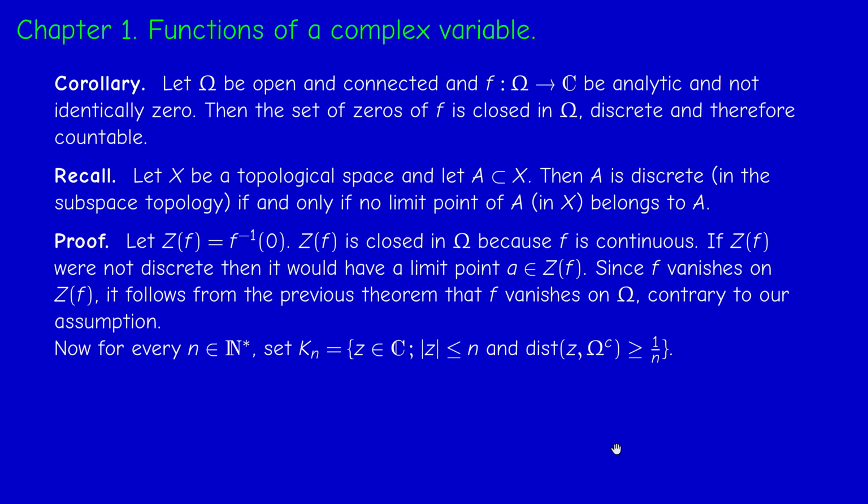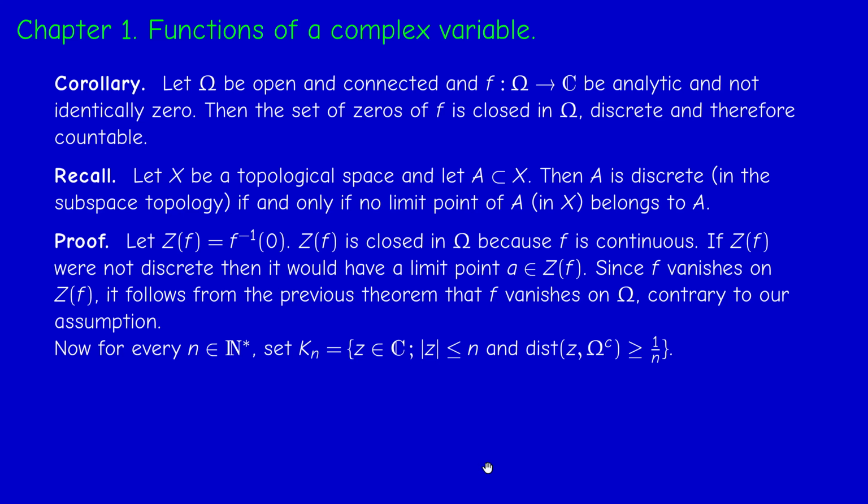Try to represent this by a picture. Imagine a domain omega with a certain boundary, and we have an increasing sequence of compact sets that approximate omega from inside. Since the distance is a continuous function, and the modulus is a continuous function, it's easy to see that K_n is a closed subset of C. But since it's bounded, it's compact.